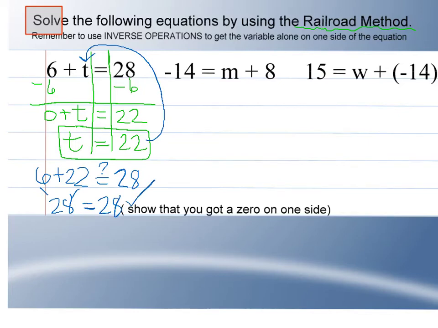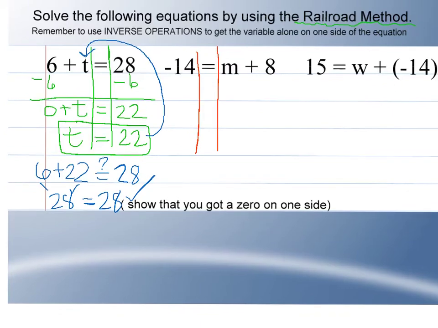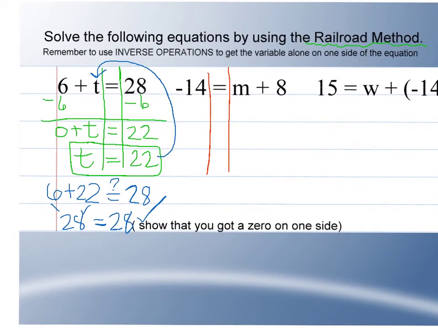Here we go with our next equation. So it reads negative 14 equals m plus 8. First step, draw the lines down the equal sign. Second step is we're going to find what inverse operation we should use to get the variable alone. So if we covered up m, hopefully you realize right now, or you can visually see that you see a plus 8. So the undo, what do you think? What would undo that? Hopefully you're thinking subtraction. So we want to subtract 8 from both sides.